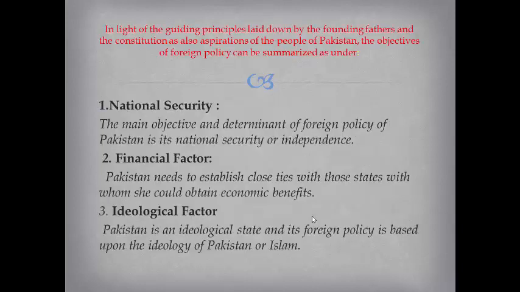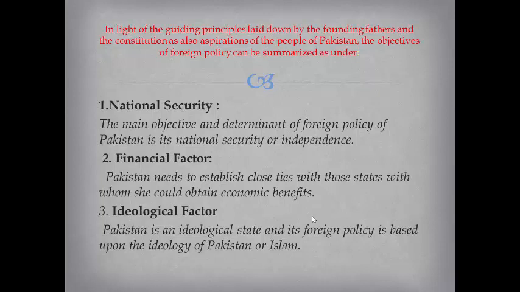Now, on the basis of the saying of the founder of the nation, Quaid-e-Azam Muhammad Jinnah, Pakistan set its objectives. All the objectives of the foreign policy can be explained by a single word. What is that word? It is the interest of the nation. The word interest can indicate such ideal objectives which the state pursues in international relations.